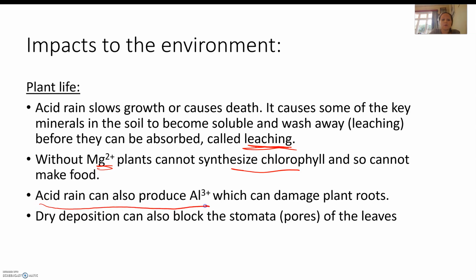Acid rain can also produce Al3+, in the process that we just saw before, and that can damage the plant roots. And also dry deposition, when the gases come down, they can block the pores of the leaves. So in essence, if you're asked what's an impact of acid rain to plants, you can actually say that it can cause death of plants, and then you get the mark. You don't have to worry about the rest.